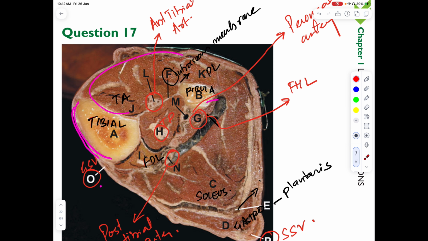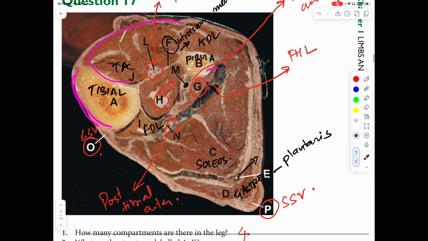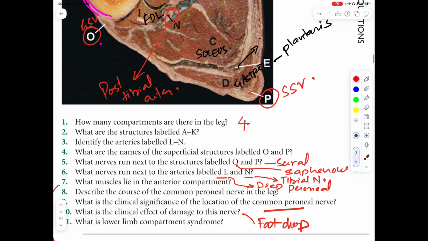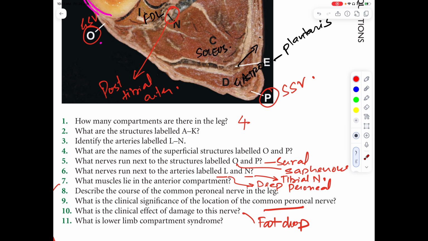M is the peroneal artery. These are the deep peroneal arteries. Here is the great saphenous vein, and there is also the small saphenous vein. So the compartments are four, A to D. What are the names of the superficial structures labeled O and P? The great saphenous nerve, and this is the sural nerve. The deep nerves are the tibial nerve and the deep peroneal nerve.